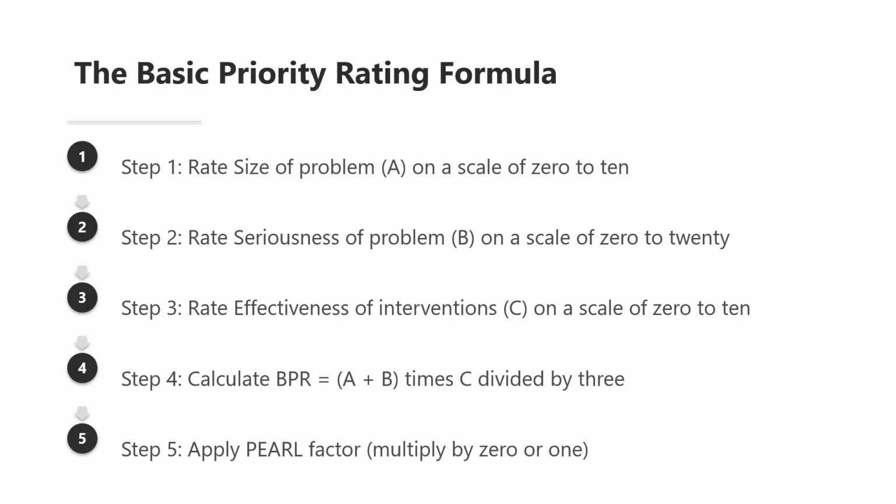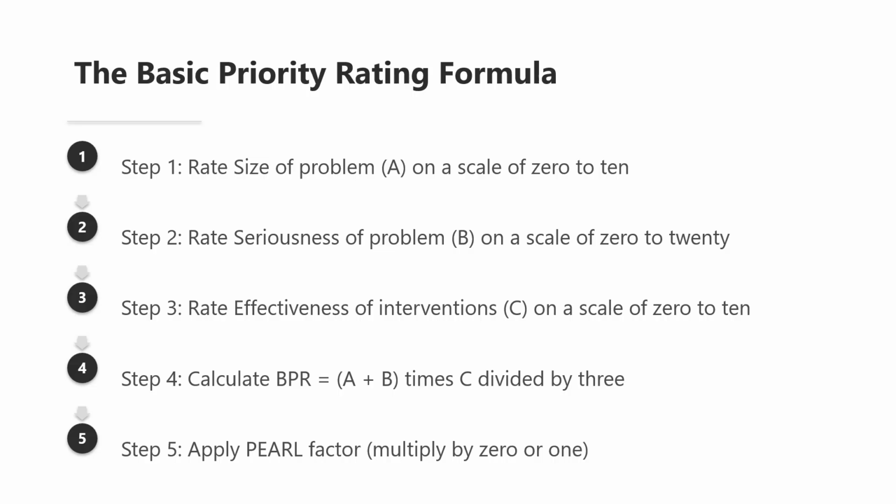B represents the seriousness of the problem, rated on a scale from 0 to 20. Notice that seriousness has double the weight of size, and that is an important detail. It reflects the principle that how severely people are affected matters even more than how many are affected. Factors considered in seriousness include urgency, severity of consequences, economic impact, and effects on vulnerable populations.